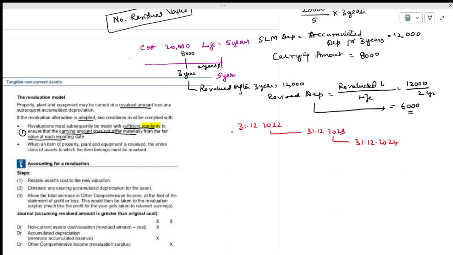First point: when an item of property is revalued, the entire class of assets must be revalued.